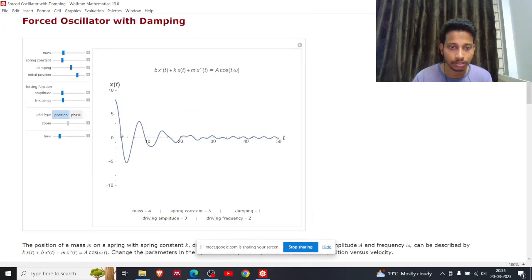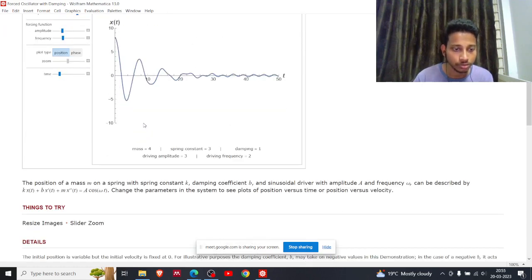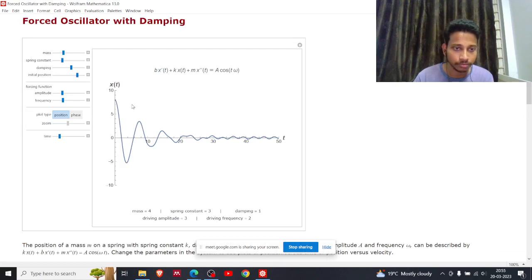Now you can see all the things. So this is the equation. Basically the position of a mass m on a spring with spring constant k, damping coefficient b, and sinusoidal driver with amplitude a and frequency omega can be described by k x t plus b x dash t plus m x double dash t equal to a cos omega t. So now this is the plot for the displacement with respect to time. So these are the parameters: mass equal to 4, spring constant 3, damping 1, driving amplitude 3, driving frequency 2.